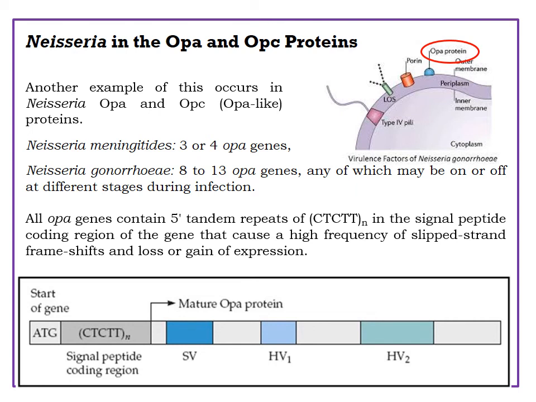Slipped strand misrepair occurs at the CTT repeats in the N terminus of the OPA gene, resulting in alteration of the reading frame and loss of expression of the protein. In addition, each OPA gene contains semi-variable and hypervariable regions.